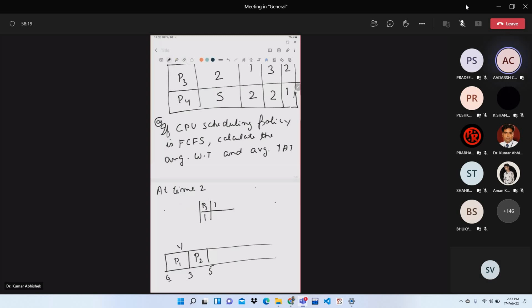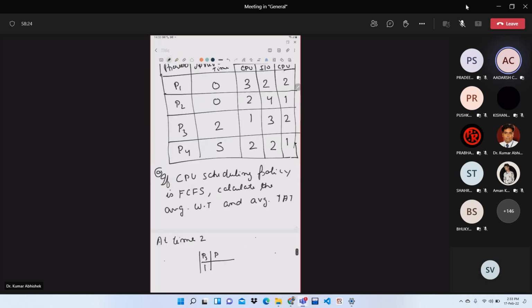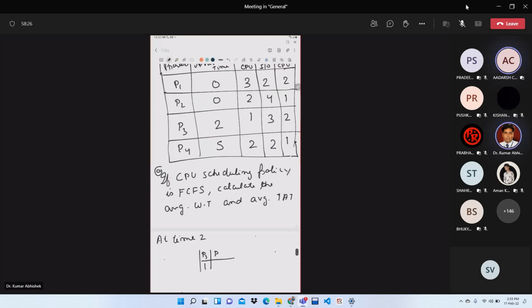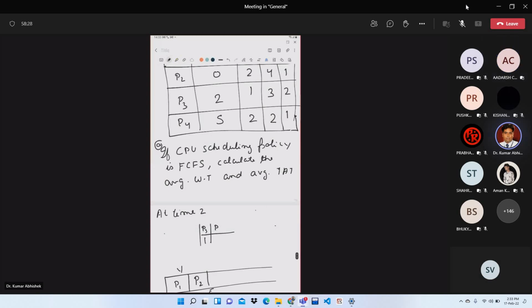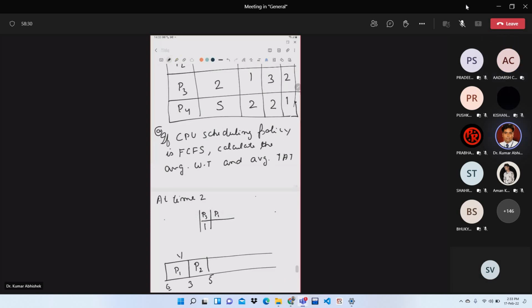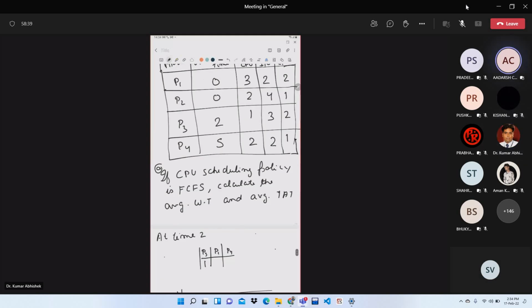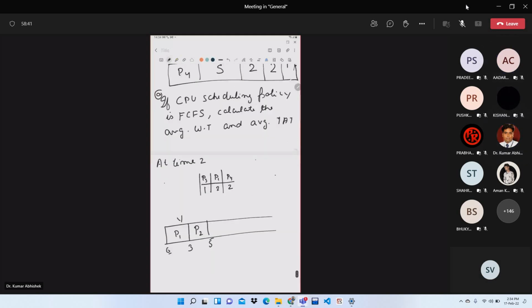P4 arrives and is in the ready queue now, and P1 also comes back to the ready queue. P4 also comes to the ready queue. Okay, yes sir, 2 and 2 like this.